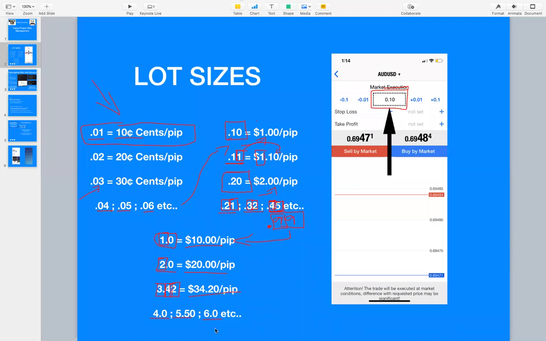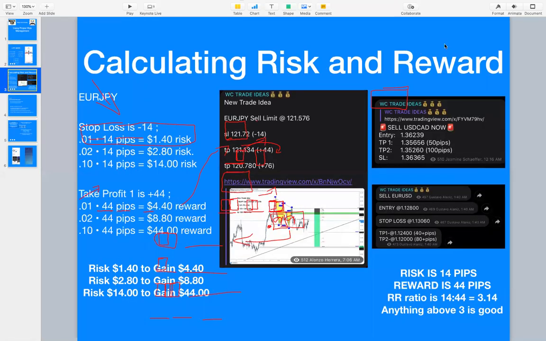$60. 6.0. Now, guys, now that we understand what our lot size is, we need to calculate our risk and reward. We need to understand how much money we are risking and for what profit, because understanding how much we're risking is going to help us understand what lot size we are going to use depending on the size of our account.